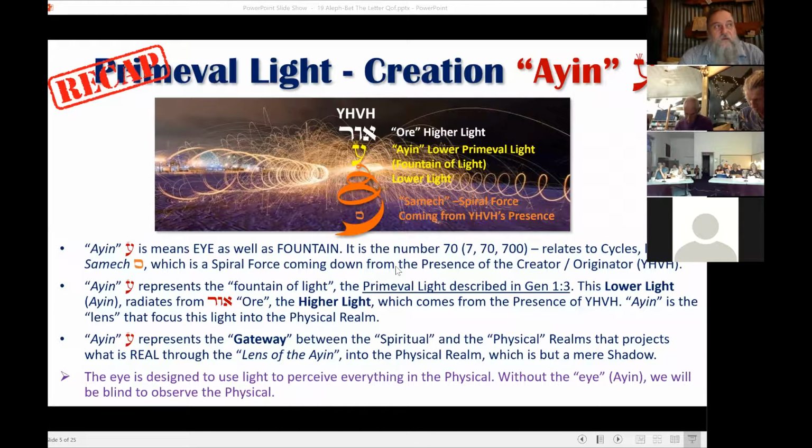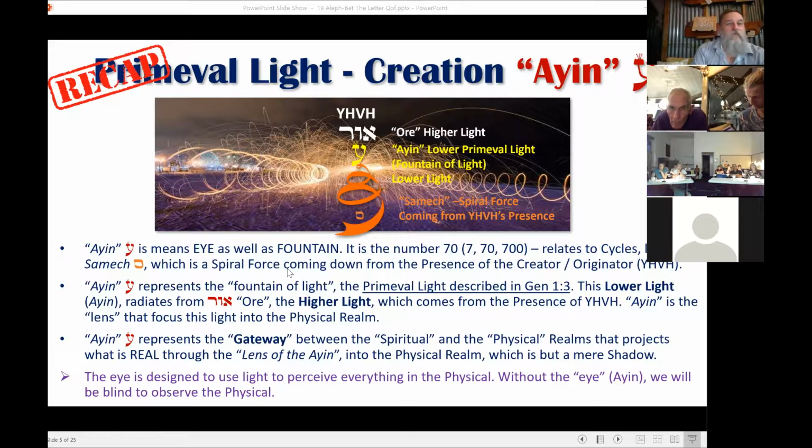So I've got a picture here that gives you an idea of what I try to depict, to make a picture that depicts this. Within this, you see the spiral at the bottom, that's the letter Samech, that spins down into the physical. And then I have the letter Ayin. Now the word Ayin means eye as well as fountain. An eye sees outwards, but a fountain is something that brings something from another medium into your presence.